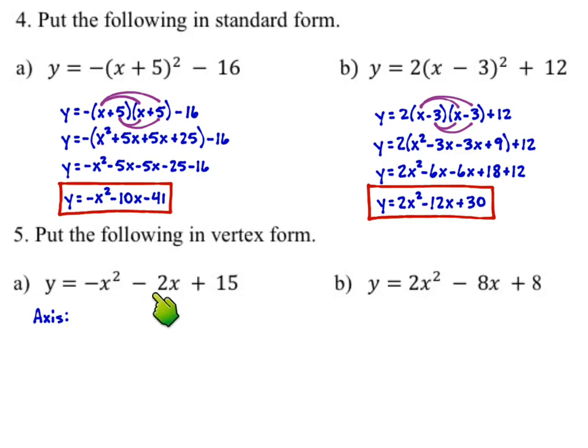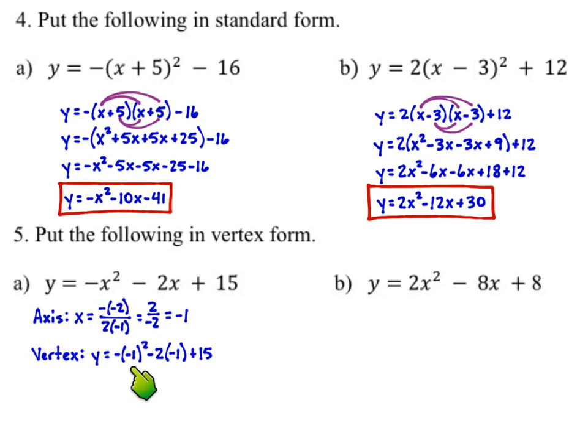So that'll be x equals negative 2 over 2 times negative 1. And that'll simplify to 2 over negative 2, or negative 1. And then we have to take this x value and plug it in to find the y value so we can find the vertex. So we would say y equals negative, and then in parentheses, negative 1 squared, minus 2 times negative 1 plus 15.